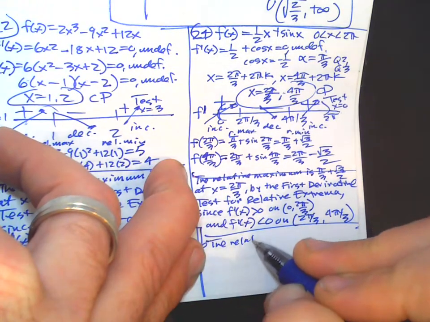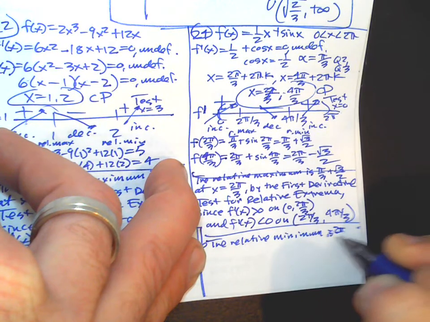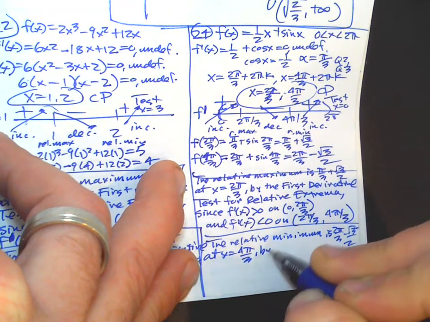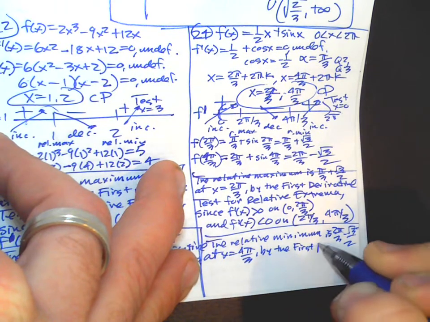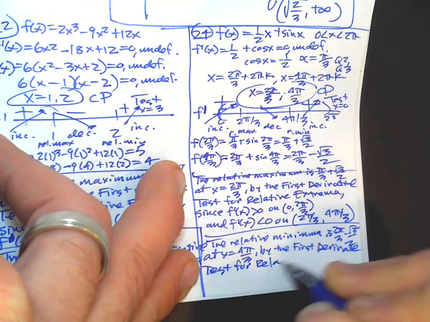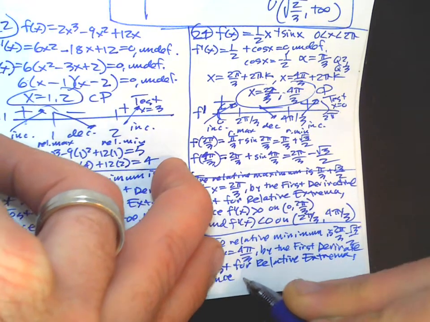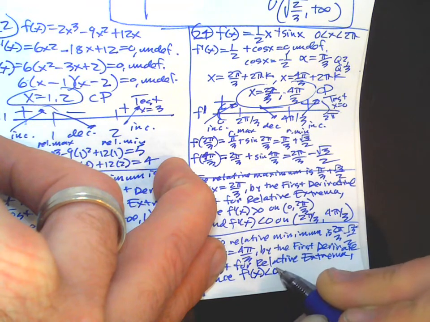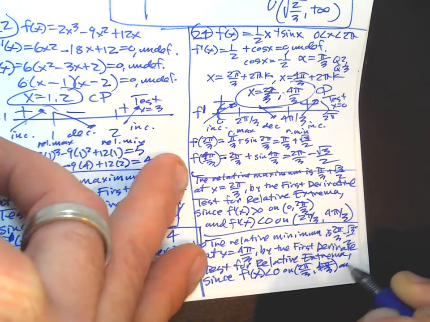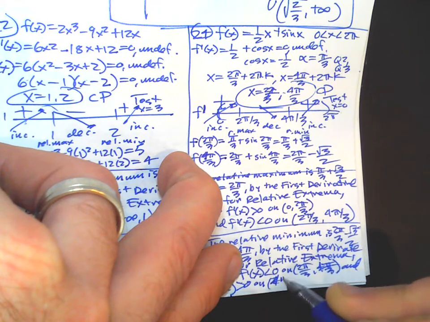The relative minimum is 2 pi over 3 minus root 3 over 2 at x equals 4 pi over 3 by the first derivative test for relative extrema, since f prime of x was negative on the left, less than 0, on 2 pi over 3 to 4 pi over 3, and f prime of x is positive on the right, 4 pi over 3 to 2 pi.